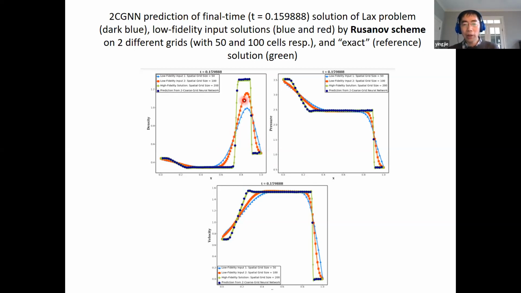But if the input solution has a large phase error, I don't think it will work.